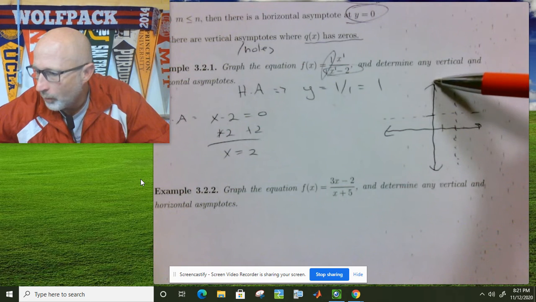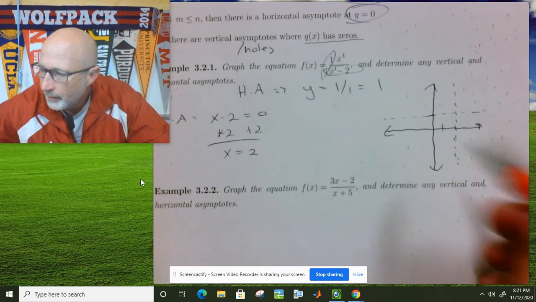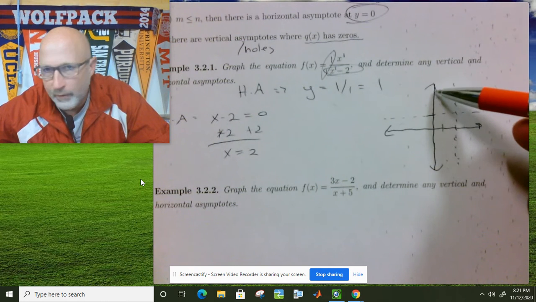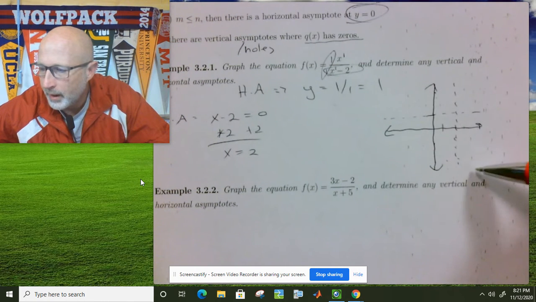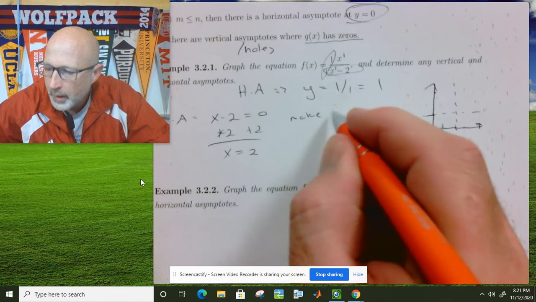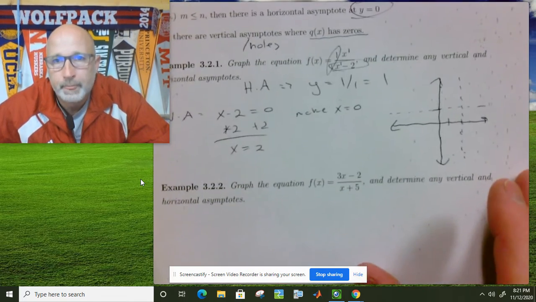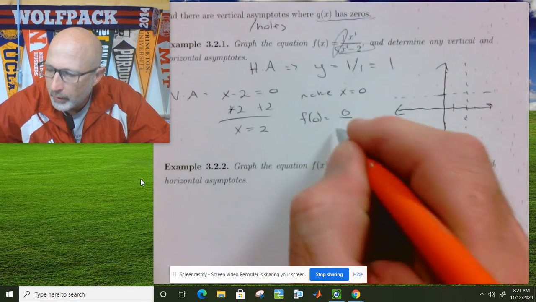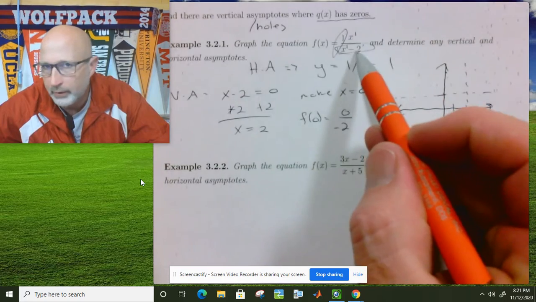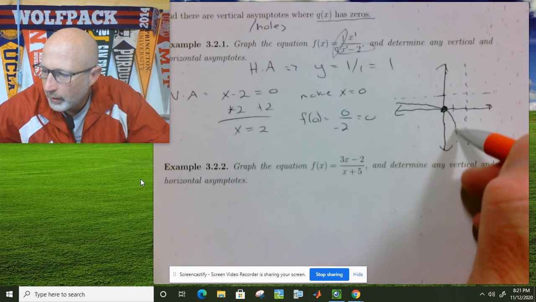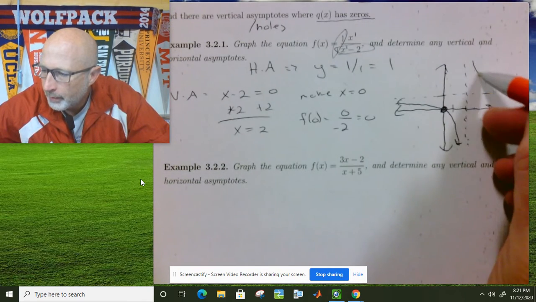y-intercept. So I'm going to find out where it lies on this line. If it lies down here, then the graph is going to be there and there. If the y-intercept falls up here, then the graph is going to be there and here. So I'm going to make x equal to 0. Making x equal to 0, f of 0 is equal to 0 over negative 2. Just plug it into this equation, which is equal to 0. That means it passes through the point right there, which means the graph is going to go right here and up there.